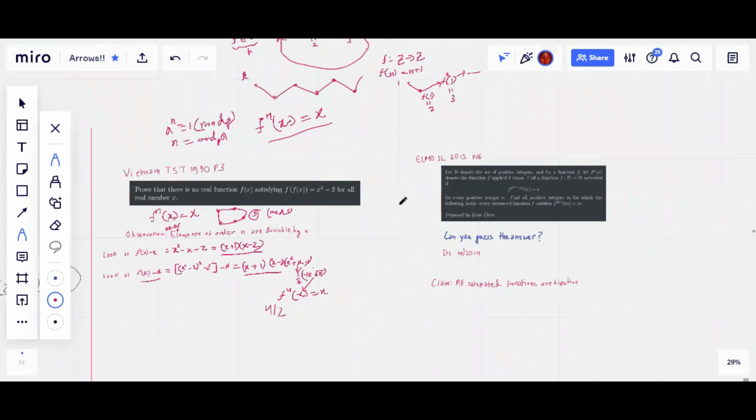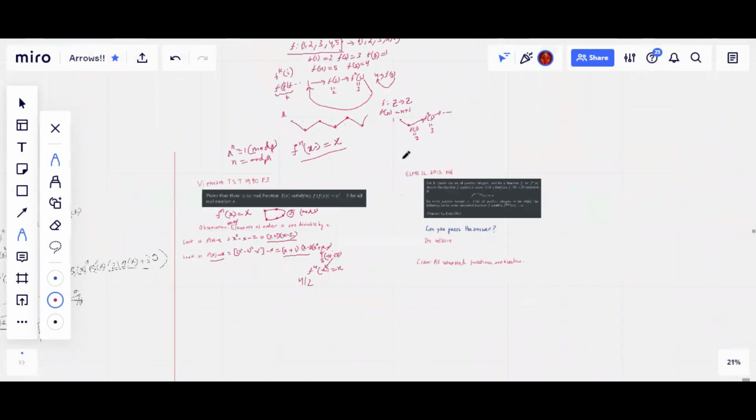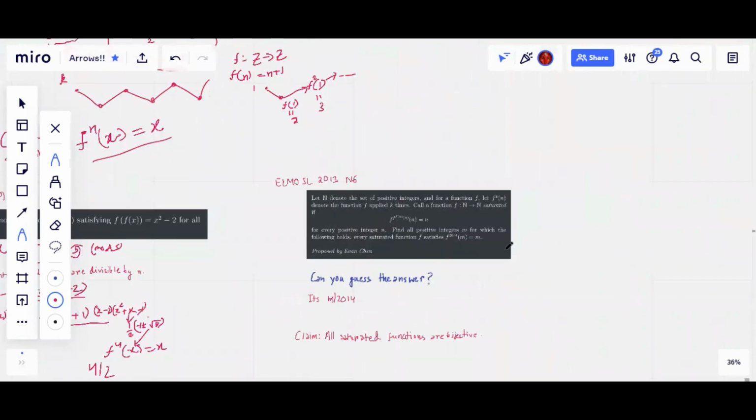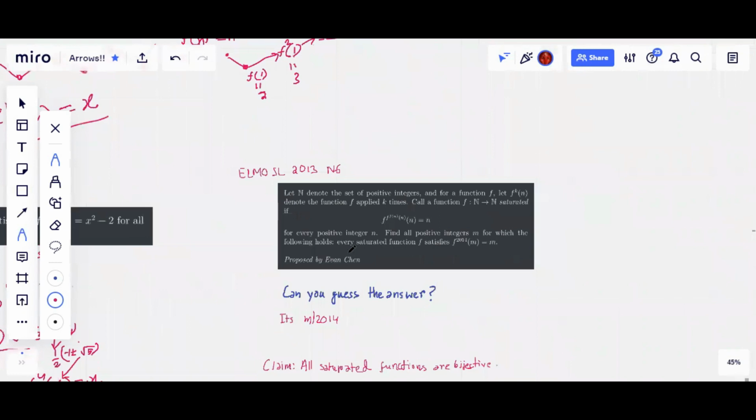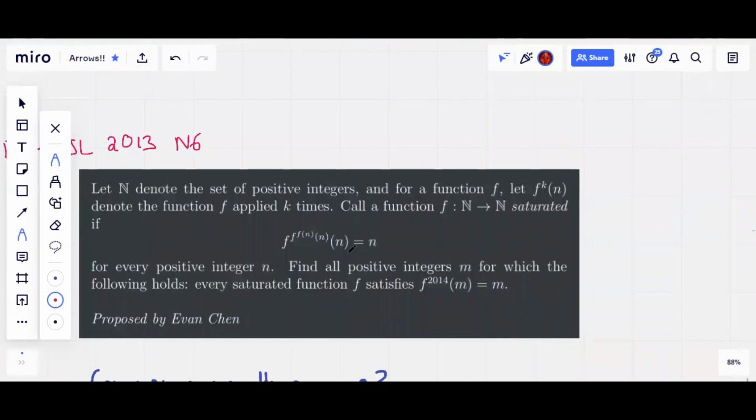Now we move to a slightly harder example, which is N6, and N6 problems are supposed to be hard, but don't be scared. Actually, it becomes much easier if you interpret it in an arrowish way. So this is proposed by Evan Chen. So you have this convoluted thing equals n. So it gives the order vibes, right? Because this maps to n.